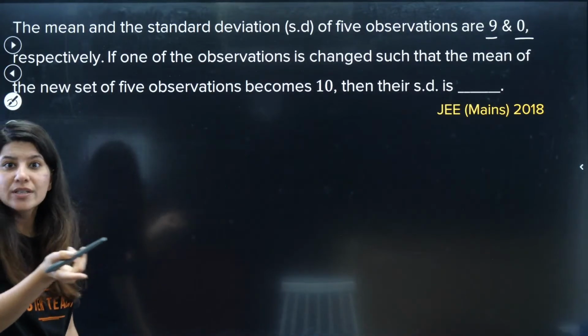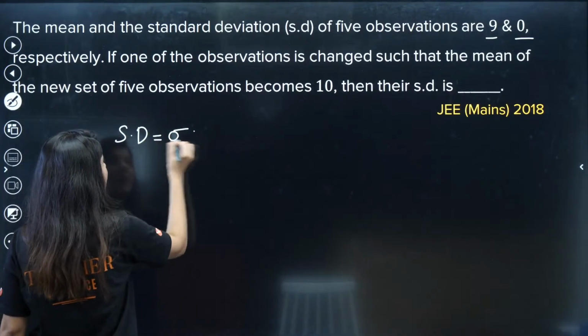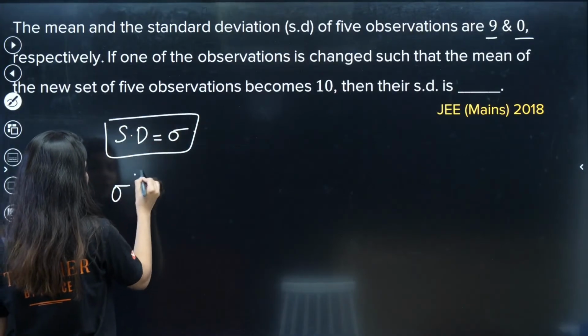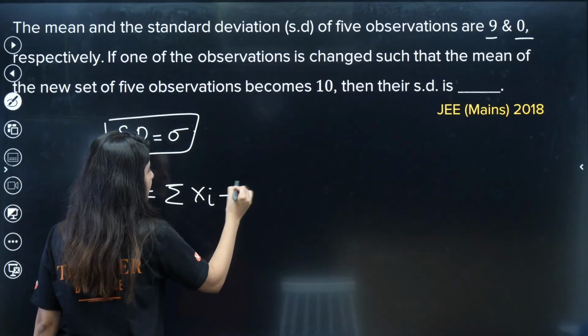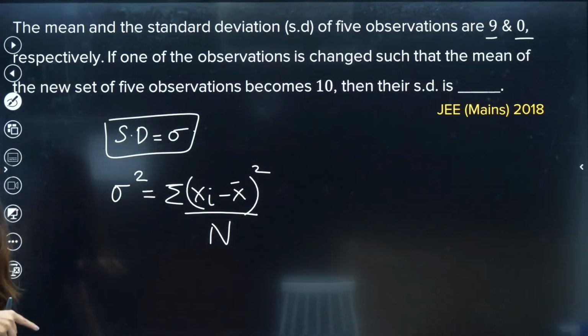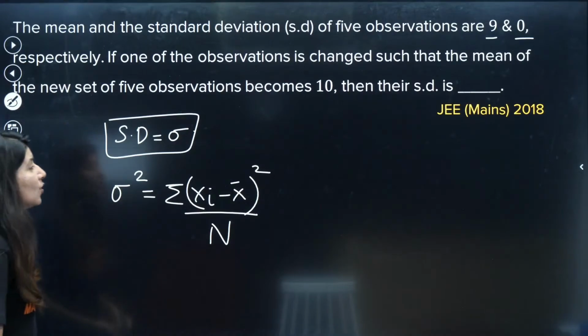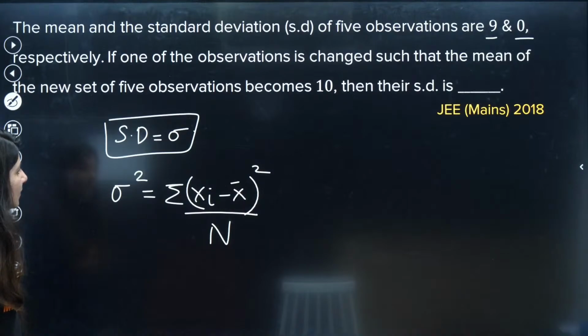What does that mean actually? Standard deviation is 0. Standard deviation means what? Sigma, right? So let's talk about sigma square, which was (xi minus x bar) whole square upon n. This is one of the formulas for sigma square which we have just studied, right? So now what they are saying is the standard deviation is 0. The standard deviation is coming out as 0. What does that mean?